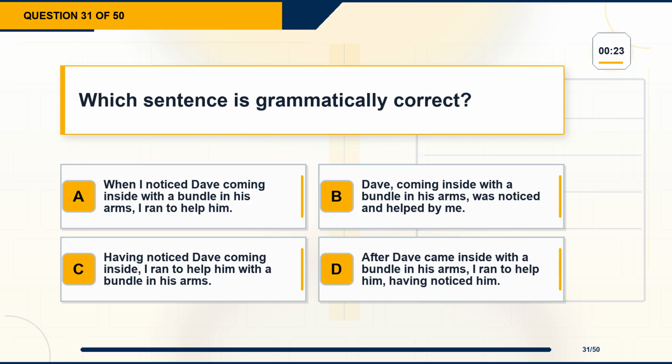Question 31. Which sentence is grammatically correct? Option A, when I noticed Dave coming inside with a bundle in his arms, I ran to help him. Option B, Dave, coming inside with a bundle in his arms, was noticed and helped by me. Option C, having noticed Dave coming inside, I ran to help him with a bundle in his arms. Option D, after Dave came inside with a bundle in his arms, I ran to help him, having noticed him.